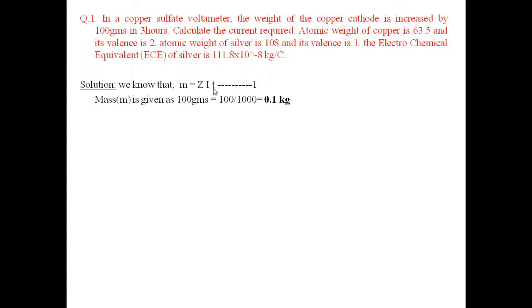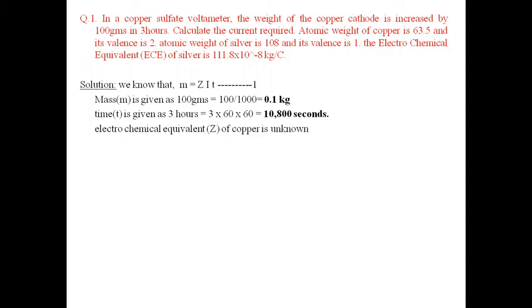Here we know m, that is the mass. Mass is given as 100 grams, but I want it in kg, so 100 by 1000 is 0.1 kg. Also we know the time given is 3 hours, but I want the time in seconds. So 3 hours means 3 × 60 × 60, which is 10,800 seconds.